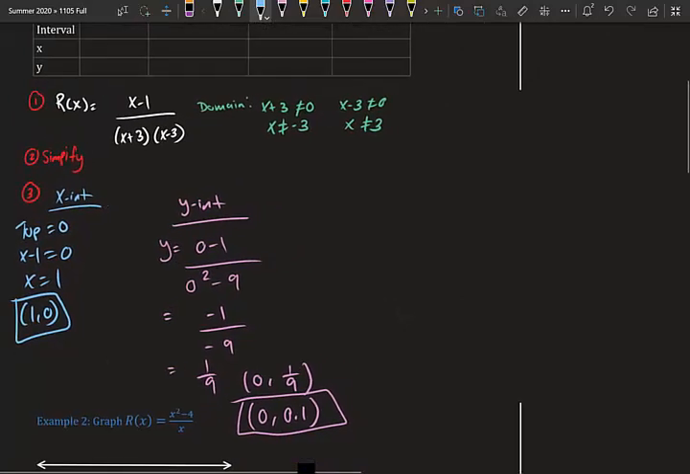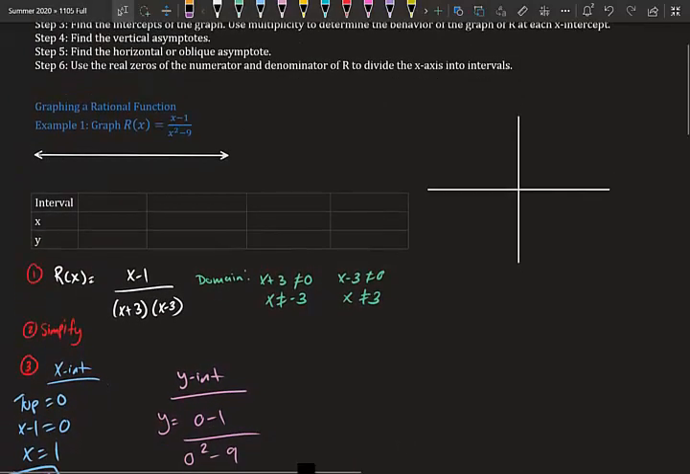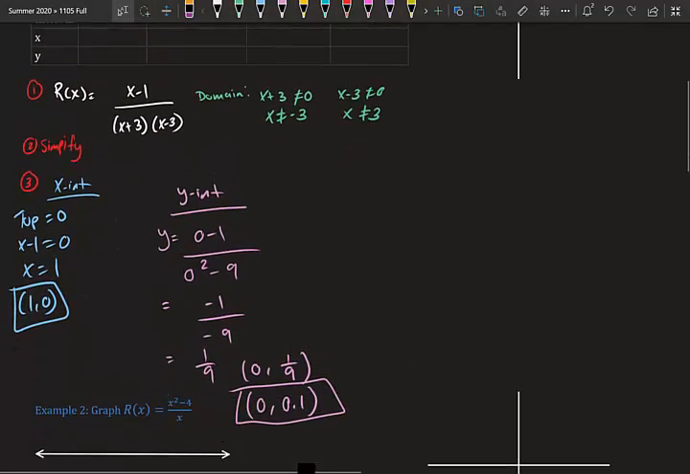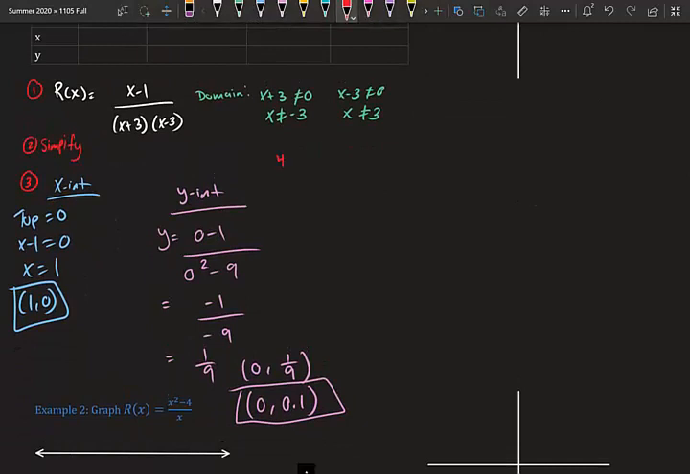Now that we did our intercepts, we're on to step 4. So step 4 is saying find your vertical asymptote. So remember, your vertical asymptote is just your domain. So our vertical asymptote, we have x equals negative 3 and x equals 3.